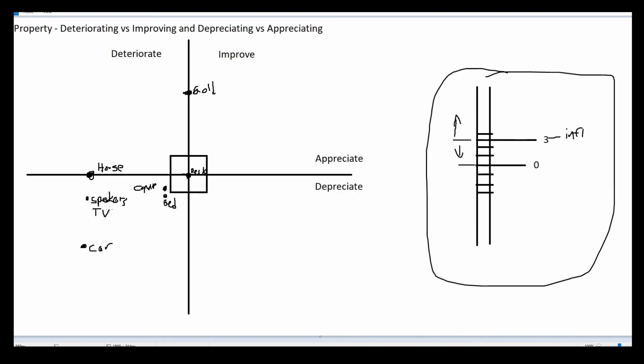TVs over time, the liquid crystals in them, or the projector that you use. I have a projector, it's got lamp hours. The lamp is going to deteriorate, it's going to die. It's just like the furnace in my house is going to die in the future, because it's always deteriorating, right? That's how you kind of determine if it's deteriorating or improving over time.